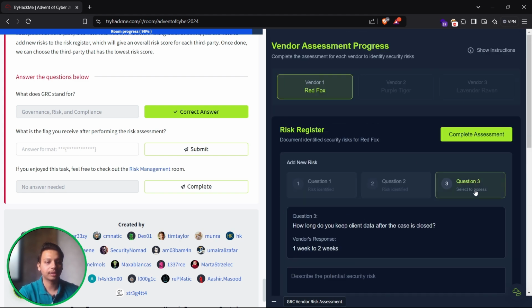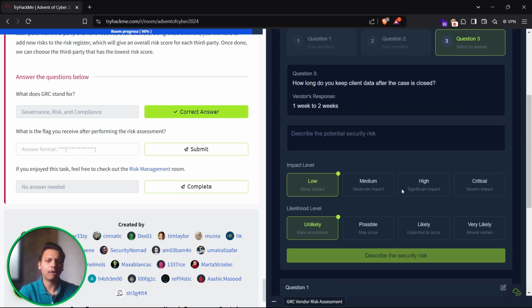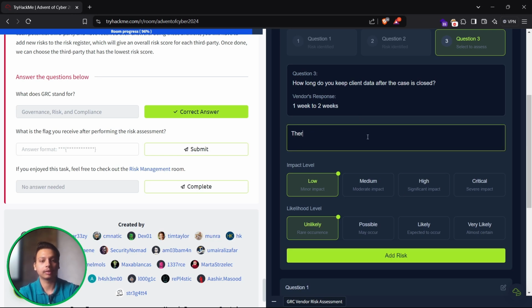So let's go to the third question. How long do you keep client data after the case is closed? 1 to 2 weeks. There is a chance of data leak during this week, during these recent days. Okay, we can add anything which we want.